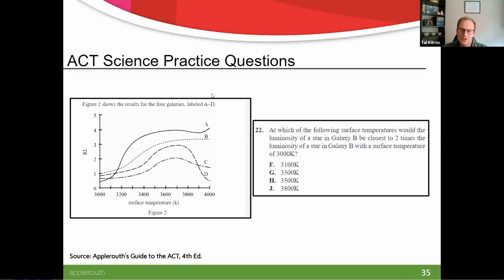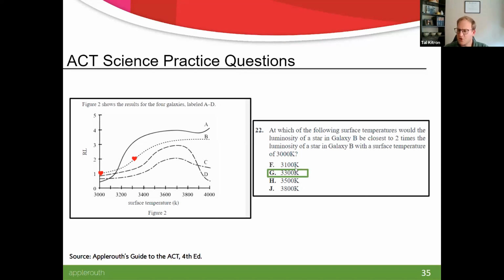For this particular question, we're just underlining what we're looking for, which in this case is luminosity of a star in galaxy B, and when would that be closest to twice luminosity of a star in galaxy B with a surface temperature of 3000. So that's right there. When would it be twice that? Well, I'll just draw a line out here. And that looks to me like between 3200 and 3400. So we'd pick G.